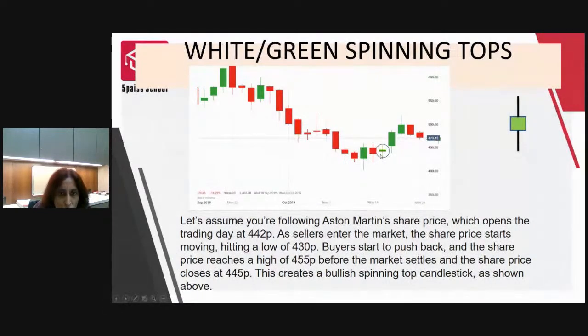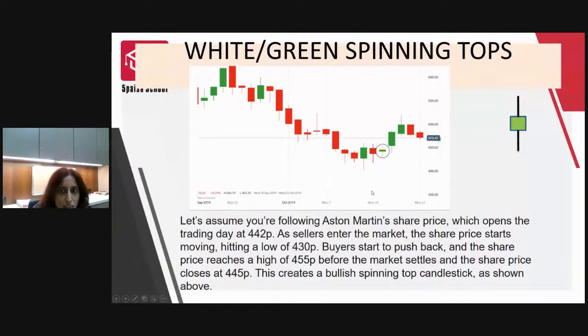So it opened at 442 and closed at 445, a difference of 3 between the opening and the closing. The lowest price of the day was 430, and the highest price of the day was 455. What you can see here is that the upper shadow and lower shadow are comparatively longer than the real body. Since the range between the opening and closing exists but is small, it creates that spinning top. This candlestick chart reflects a spinning top.